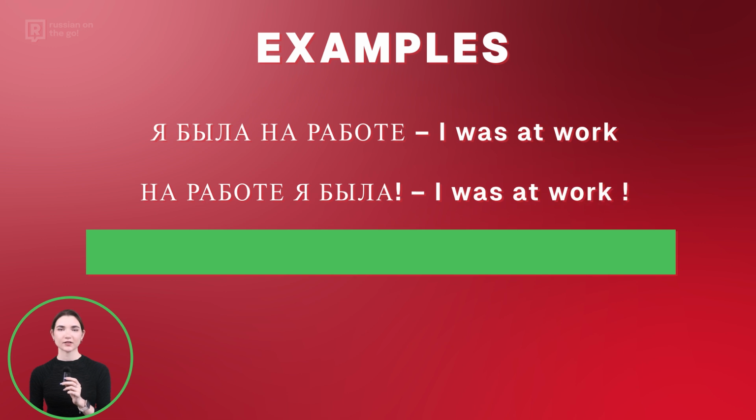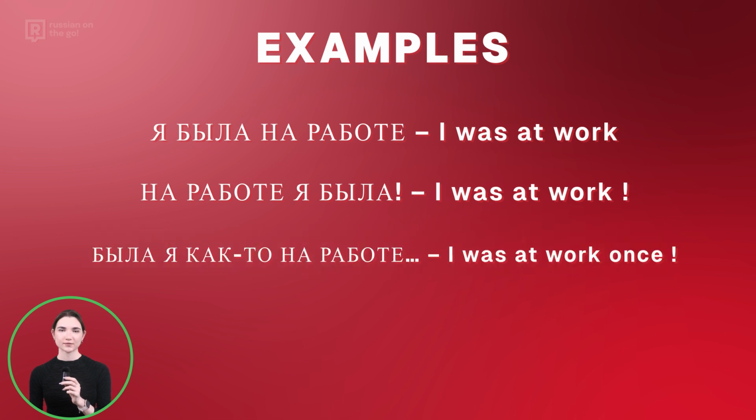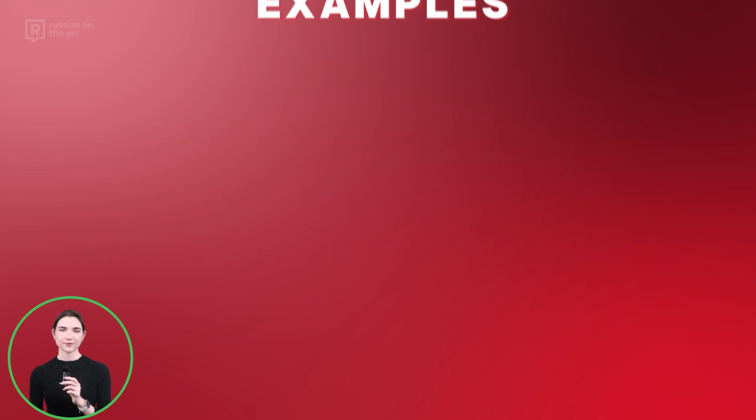But when somebody asks you 100 times already, you're annoyed. Была я как-то на работе. I was at work once. And then follows some story. As you can see, it's not random at all.